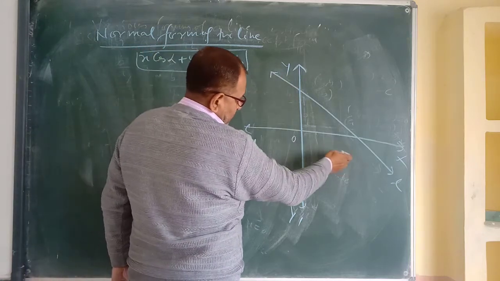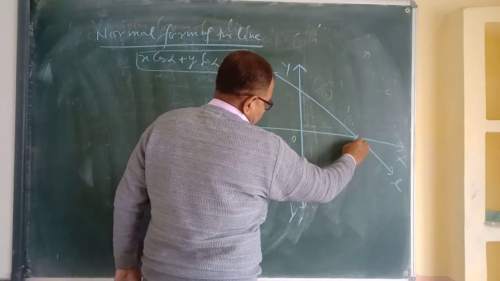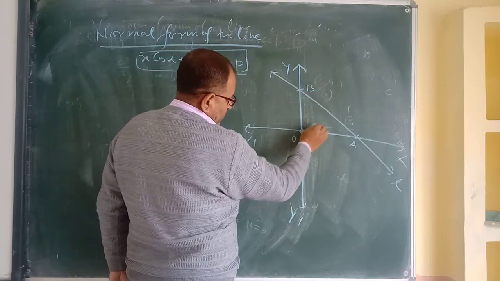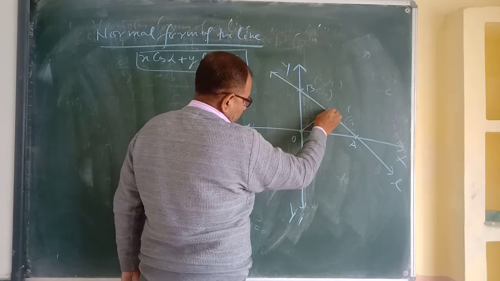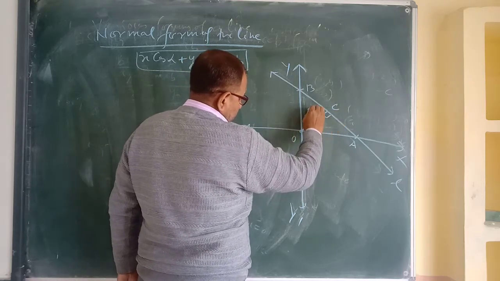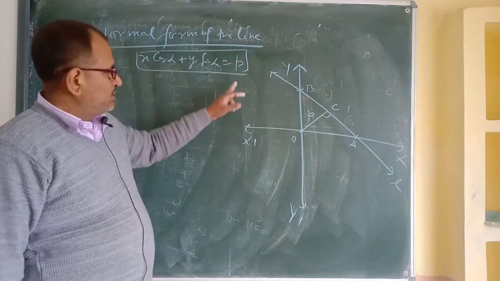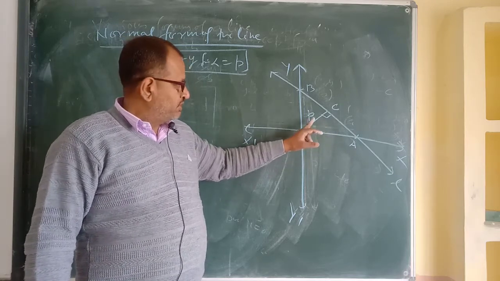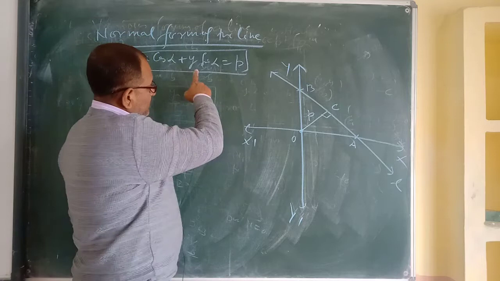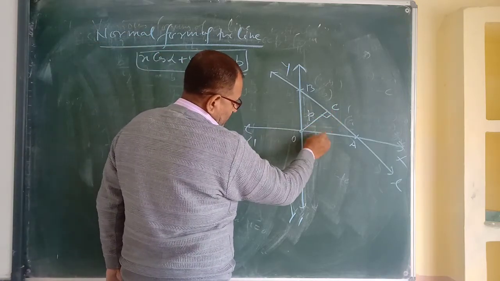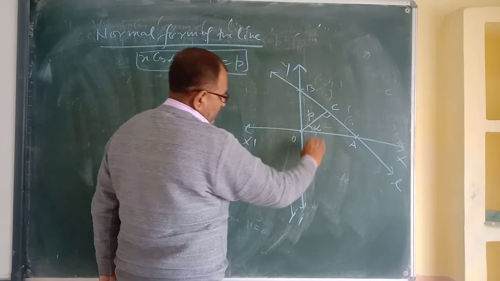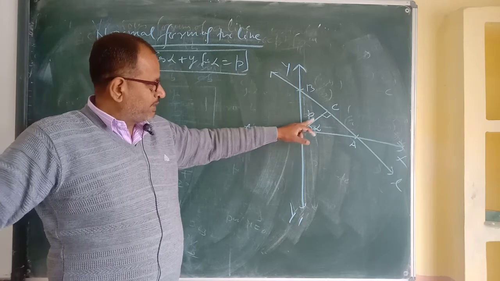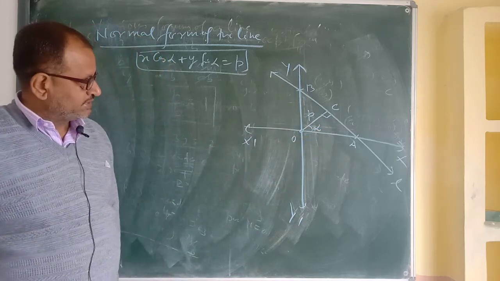Suppose this is the line L. It meets the x-axis at the point A, the y-axis at the point B, and we draw the perpendicular from the origin to the line, meeting it at C. This distance is p. P is the perpendicular distance of the line from the origin, so OC is equal to p. And alpha is the inclination of this perpendicular with the positive direction of the x-axis. This is alpha.